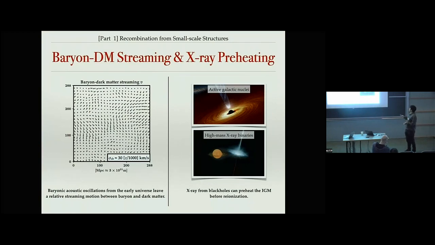And also the X-ray preheating: we have an unknown number of black holes during reionization, which should emit some level of X-ray background. And X-rays can penetrate deep into the neutral region and preheat the gas. And since the low gas temperature was the main reason why we were able to form the small-scale structure, probably this will also have some impact on it.